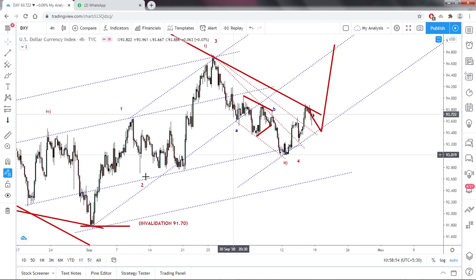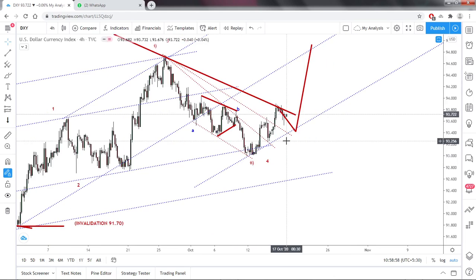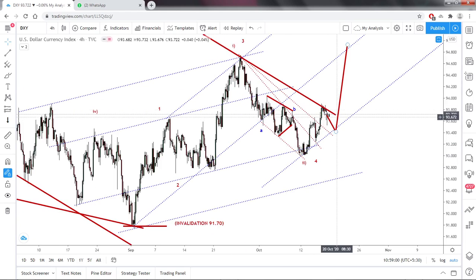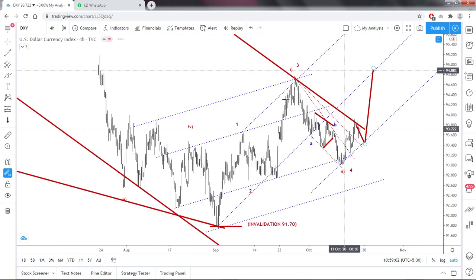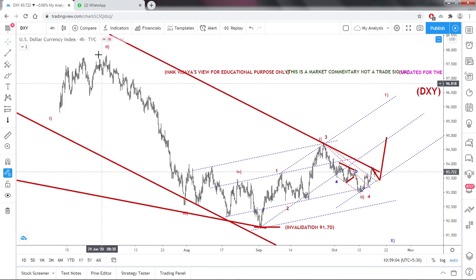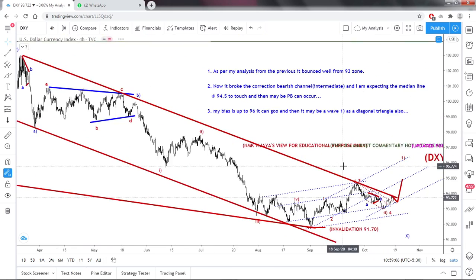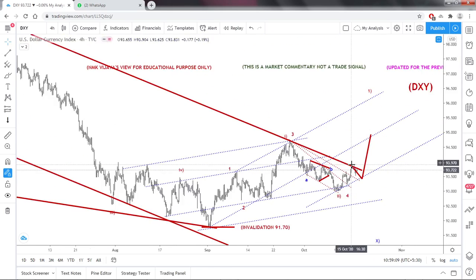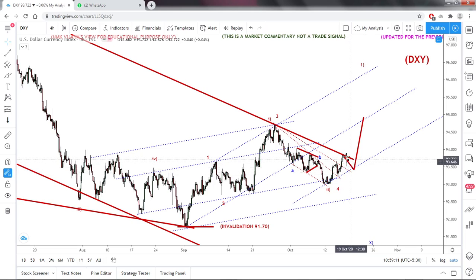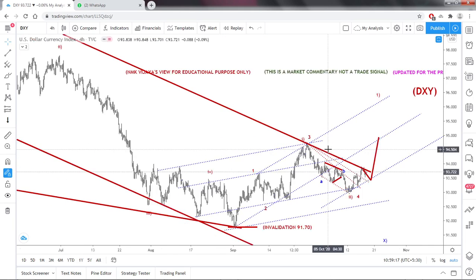So for the correction of this 3 wave, I am expecting a little bit of consolidation, and then it may break this daily channel. It will take a little more consolidation, nearly 1 day, Monday up to Tuesday also, and then again it has to break this channel. That is my bias.